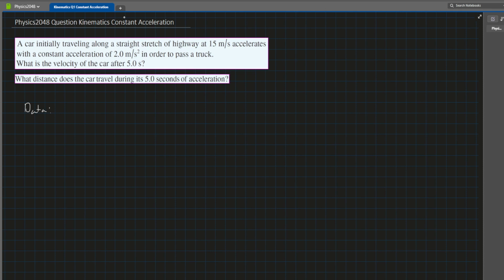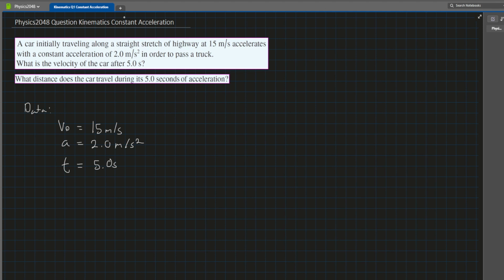So here our data would be, initial velocity is equal to 15 meters per second. Our acceleration, which is constant, is 2.0 meters per second squared. And our time here, it says, what is the velocity of the car after 5 seconds? So we have a time which is 5 seconds.